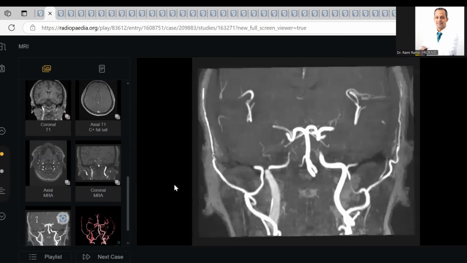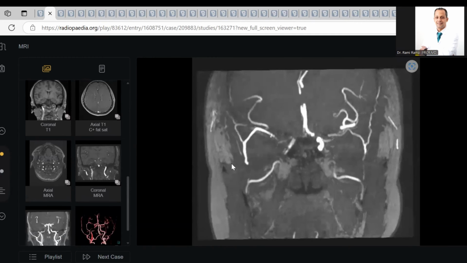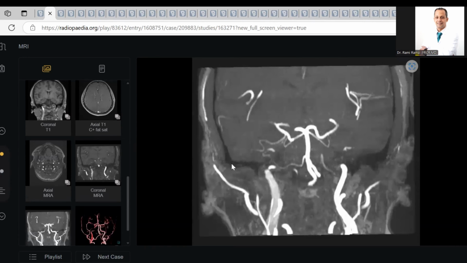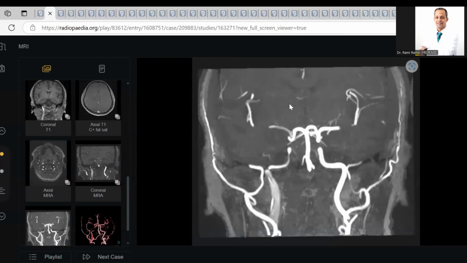MRA involving the neck. Yes, these are the MRA images, coronal view. Here I can appreciate the right-sided.